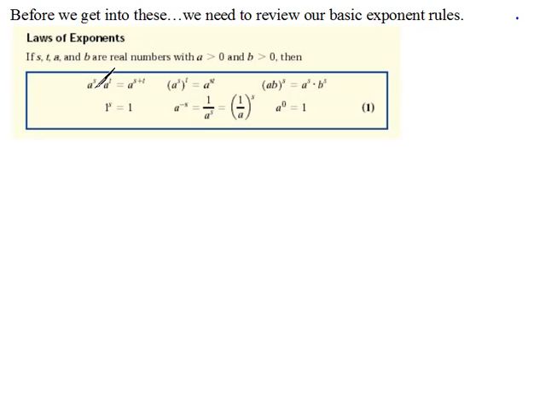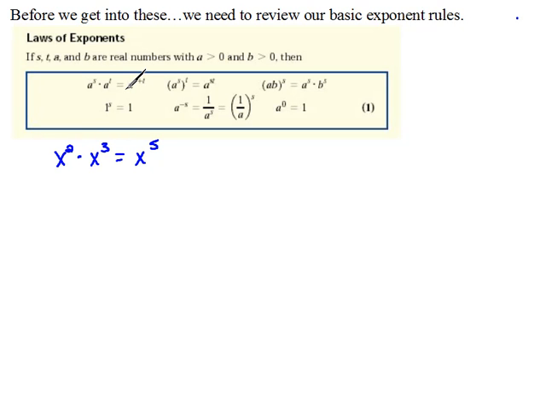Our very first one says a to the s times a to the t equals a to the s plus t. A real example of that would be saying something like x squared times x cubed would equal x to the fifth power. When you're multiplying like bases, you add the exponents.